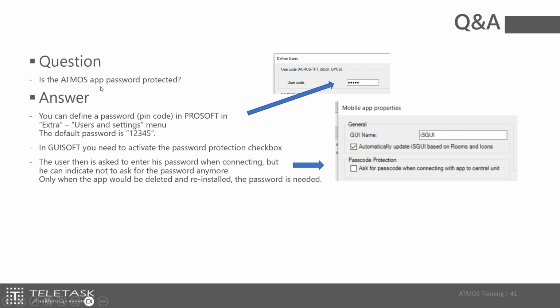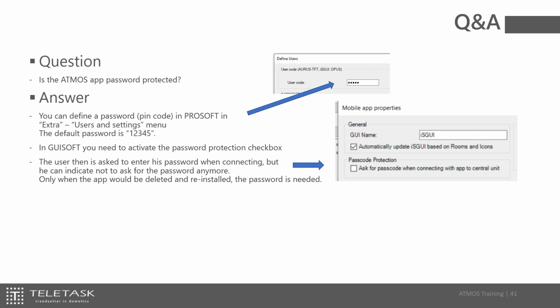Another question, is the ATMOS app password protected? Well, yes, it can be. By default, ATMOS will ask you a password because in ProSoft there is a default user password, like a PIN code, which is 12345. So if you open the ATMOS for the first time, the device will ask you for a password. You have to enter 12345. You can memorize that password in your ATMOS. You can click the memorize button, and then it will never ask again.